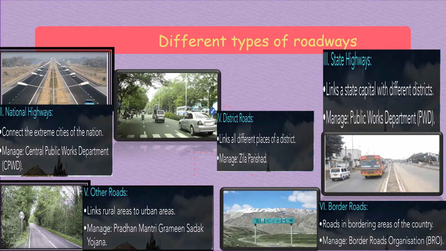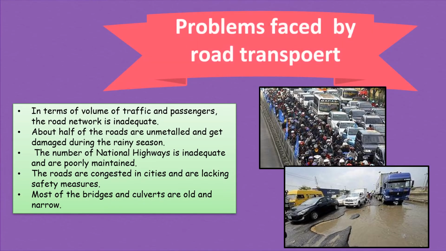Now we come to the last one, border roads. The Border Roads Organisation constructs and maintains roads in the bordering areas of the country. This organization was established in 1960 for the development of roads of strategic importance in the northern and northeastern border areas. Roads can also be classified on the basis of the materials used for construction.